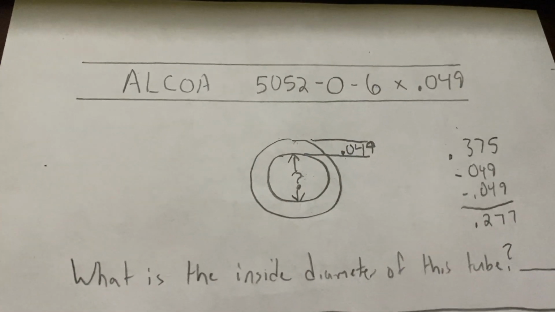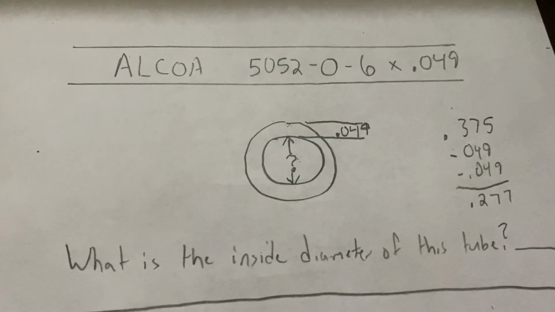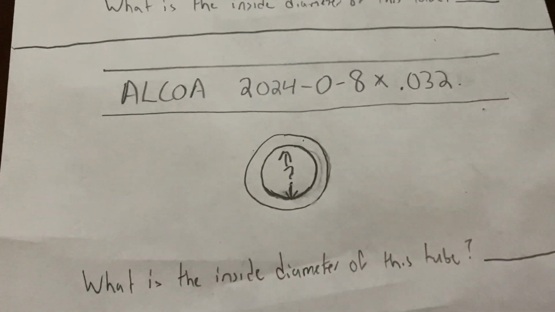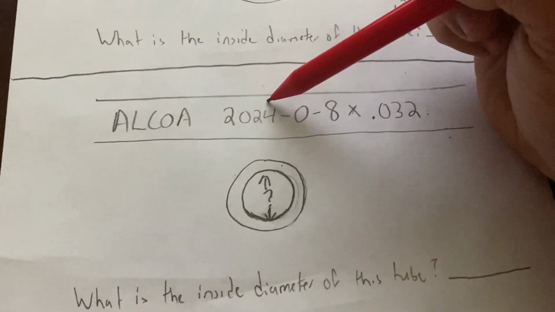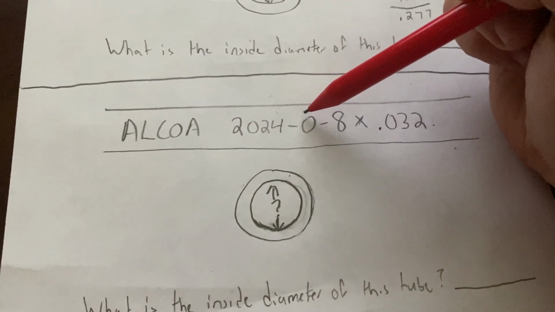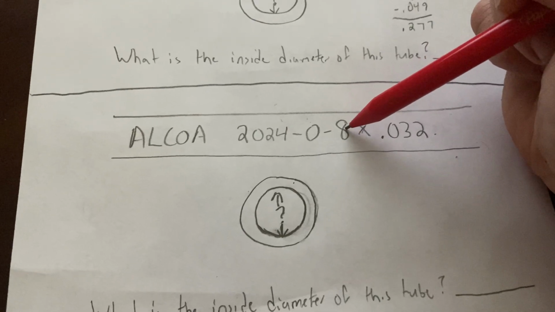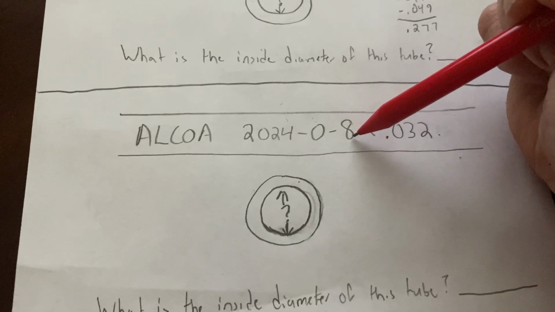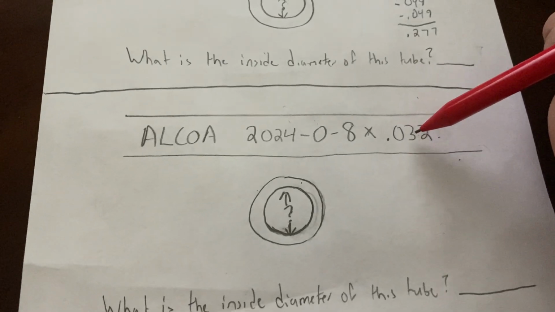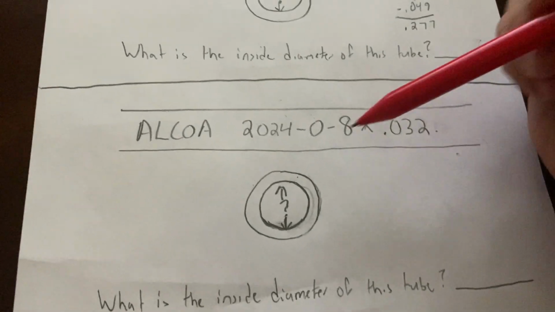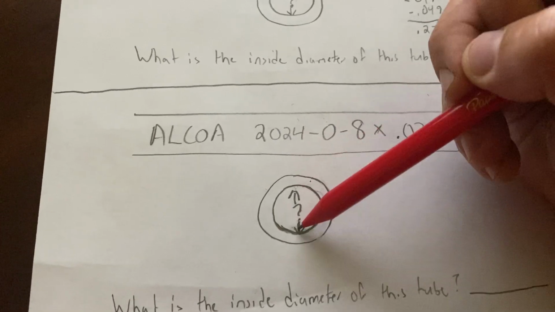So I'm going to try one more example of this same type of problem, and then we're going to work backwards. So here's another tube. It's an Alcoa, brand name, 2024, composition code. O is annealed. 8 is the outside diameter. 8/16 would also be the same as a 1/2 inch. And then times 0.032 would be the wall thickness. So what we're going to try and figure out is what would be the inside diameter of this tube.